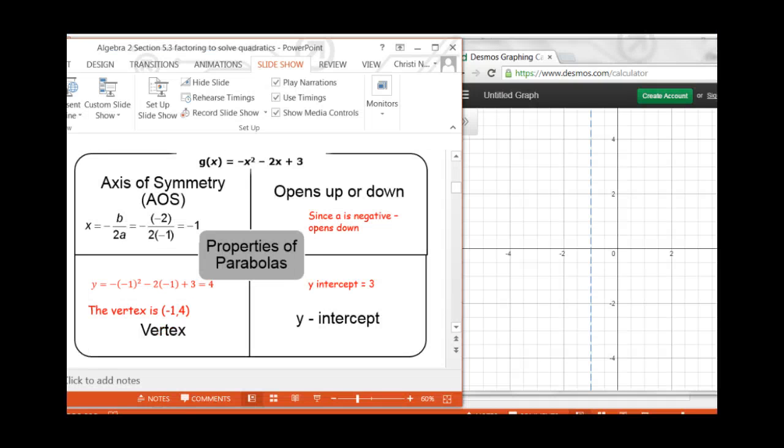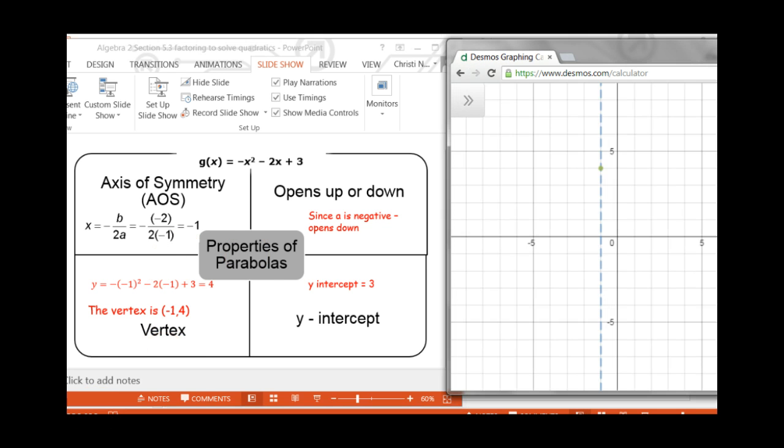Okay, so let's take each of those parts and start to get our graph together. Remember, this axis of symmetry is a line at x equals negative 1. So I'm going to go over here to my graph, and I'm going to plot a vertical line at x equals negative 1. The next thing I'm going to plot is the vertex. The vertex, remember, lies along the x equals negative 1 line, and since we get a y value of 4 when we plug that in, we plot the point negative 1, 4, which is right here.